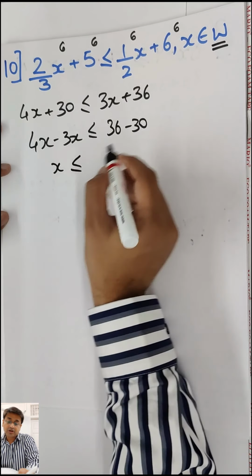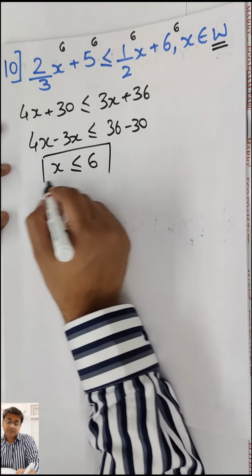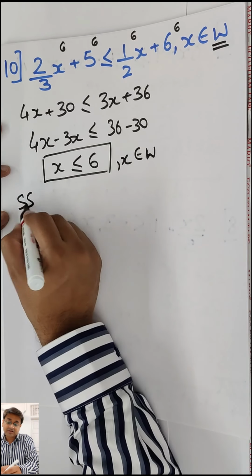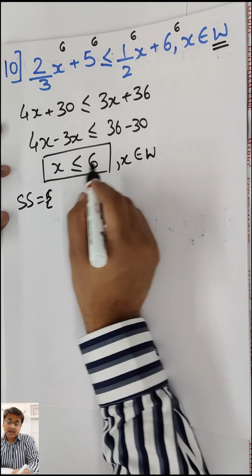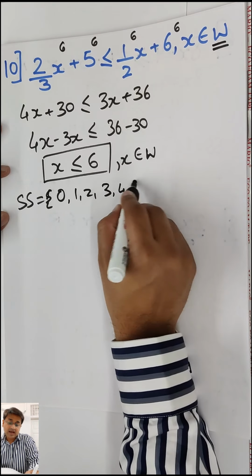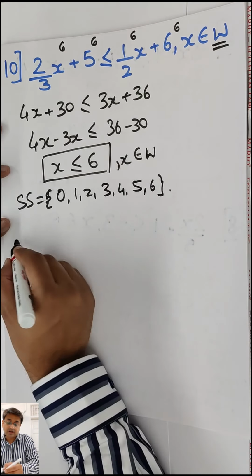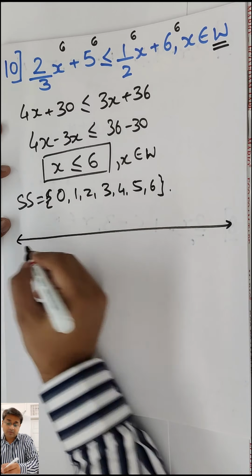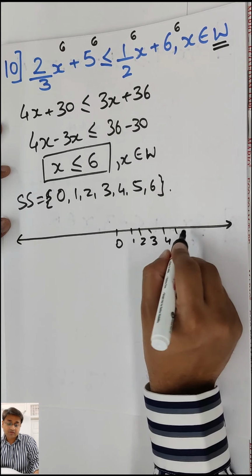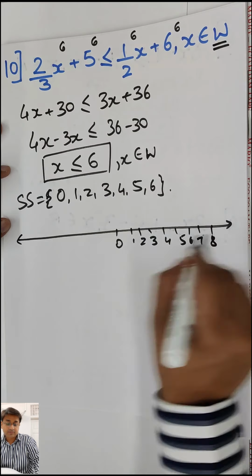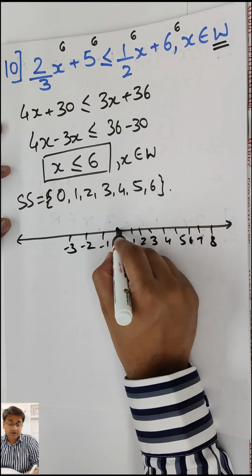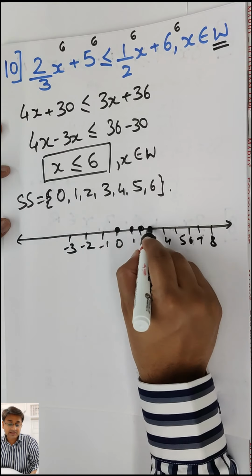So this is going to be only x less than or equal to 6, and x belongs to W. So my solution set should be what? X is smaller, starting from 0 since it's whole numbers, and equal to 6, so I shall include 6 as well. Draw the number line 0, 1, 2, 3, 4, 5, 6, 7, 8, putting some extra coordinates on either side so that my marks are not deducted, and now dots from 0 till 6.